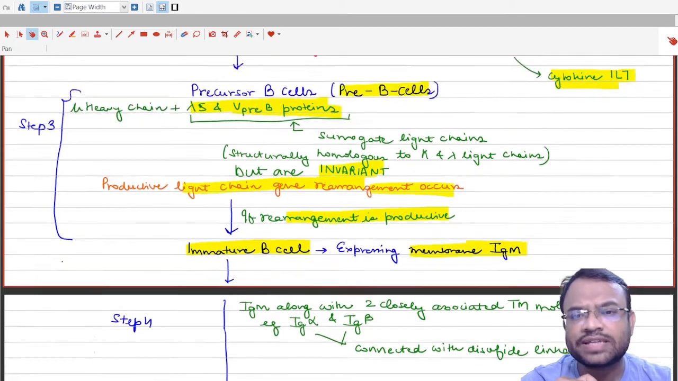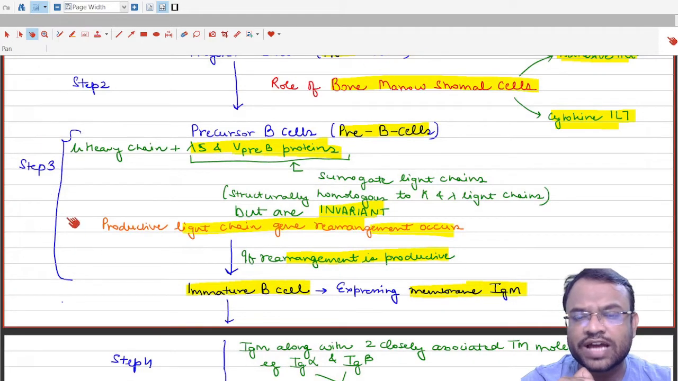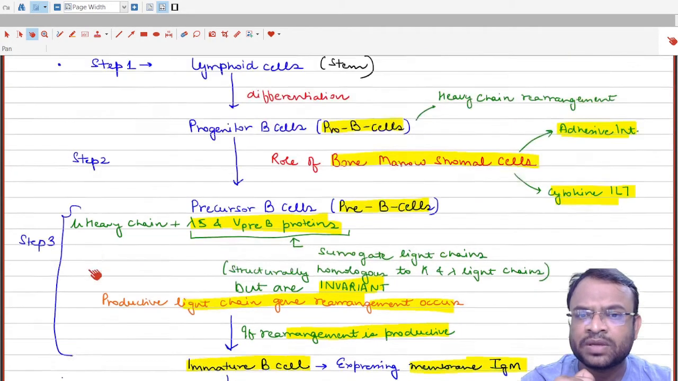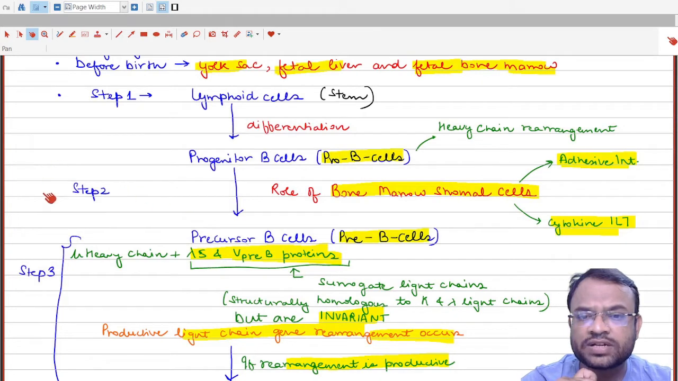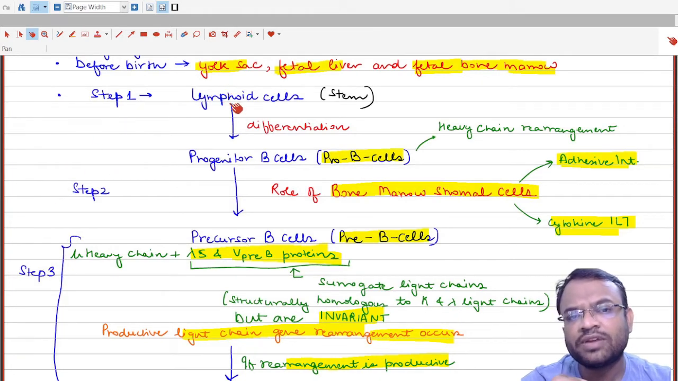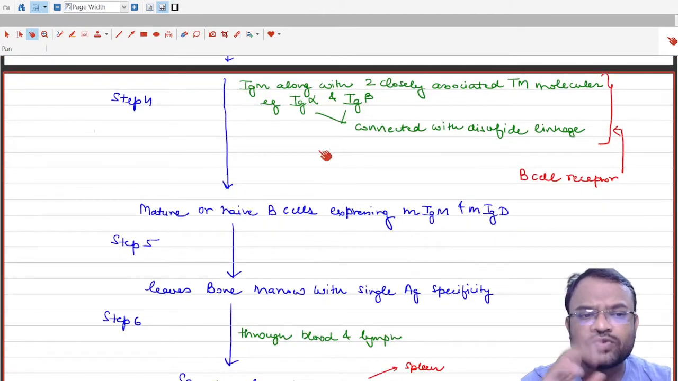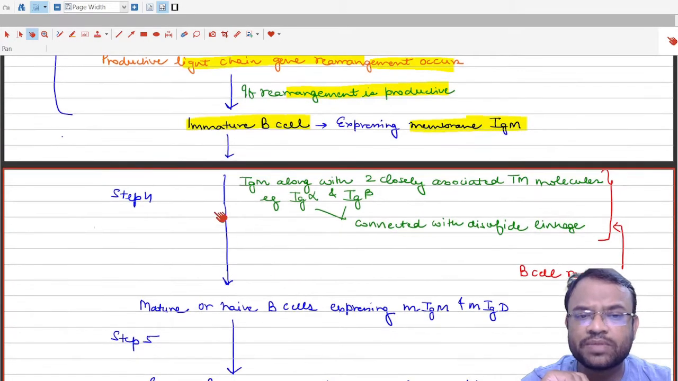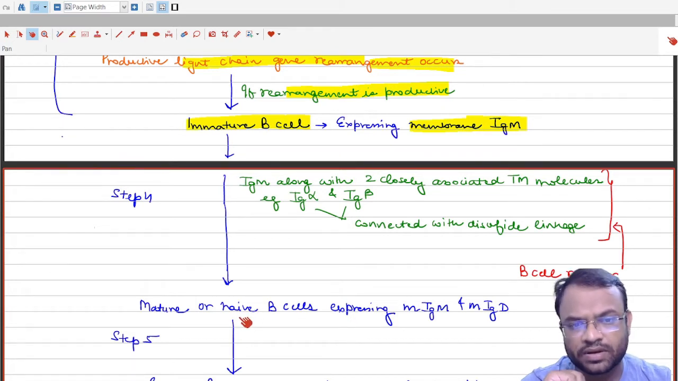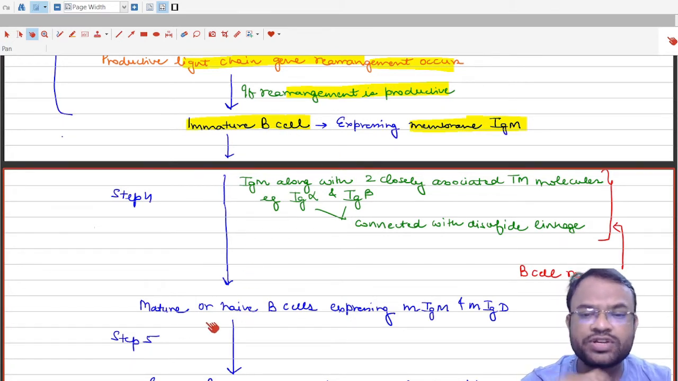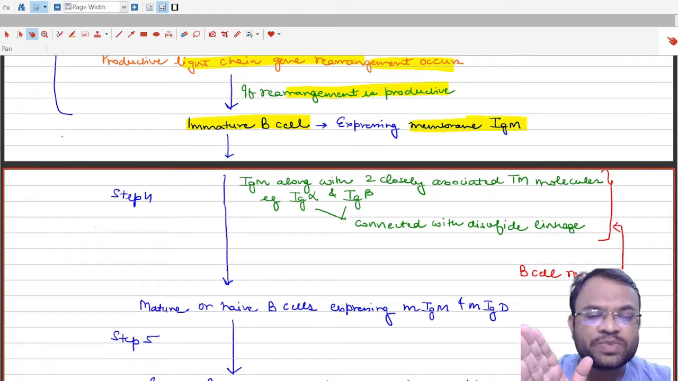Now coming to the next step. All of these things were occurring in step number 3. Previous to this, progenitor to precursor I have termed as step number 2, and from lymphoid stem cells to progenitor B cells I have termed as step number 1. Now let us move forward and talk about step number 4. Once the immature B cells are formed, from the immature B cells we have to reach the mature or naive B cells.